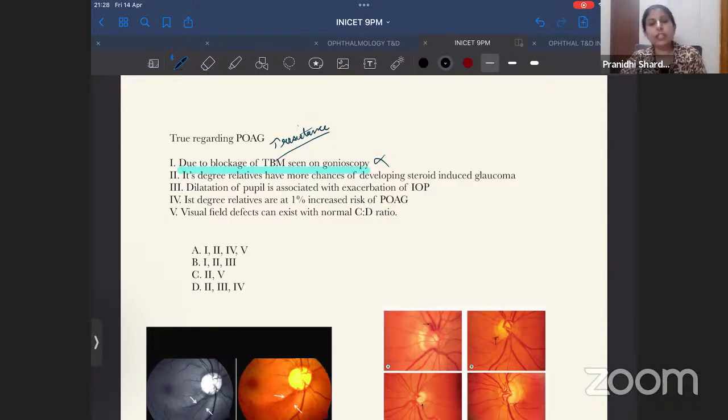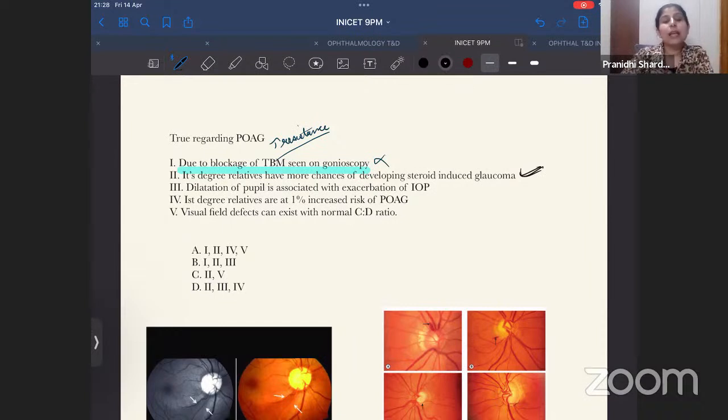Next: first degree relatives have more chances of developing steroid-induced glaucoma. That is a very true statement. Even if you do not know these options, whenever there are options like first degree relatives, hereditary or familial, in glaucoma and most diseases, there are higher chances of the same disease running in the family. So this is a true statement.